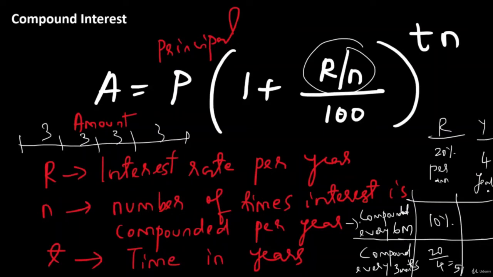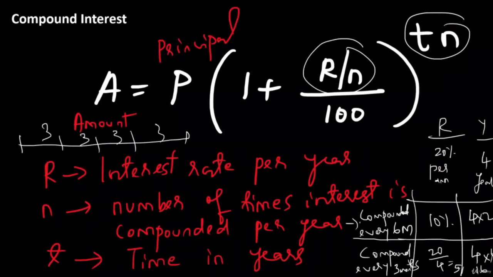Now, what would happen to the time period? If you're taking 6 month time intervals, then 4 years will become 4 into 2. That is 8 time periods, right? So over here you would have T into N as 8. And in this case, what would be the time period? You have 4 years and 1 year is 4 quarters. So you have to take 4 into 4, right? So you have 16 time periods in this case, because the interest is compounded every 3 months, and 3 months occurs 4 times in 1 year. So in 4 years, you would have 4 into 4, that is 16 time periods.